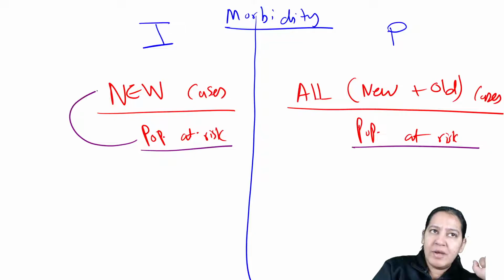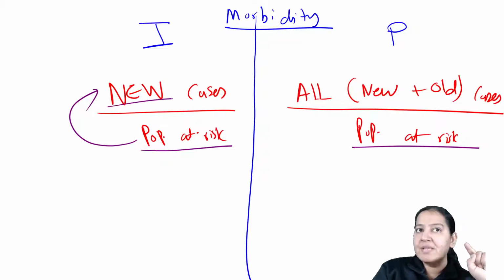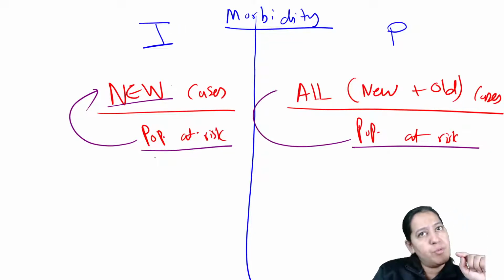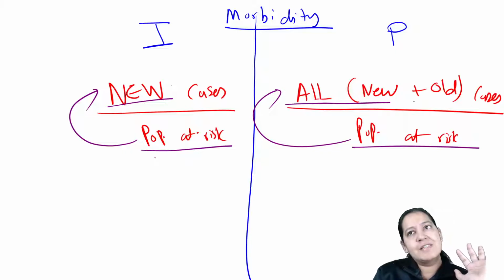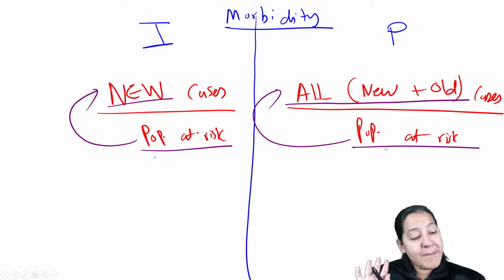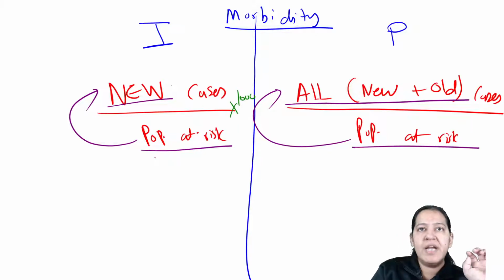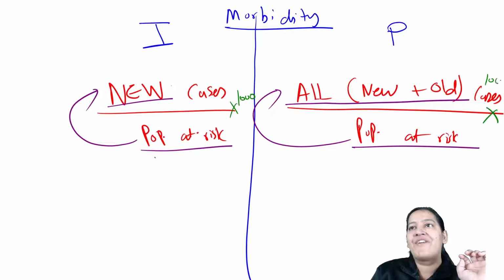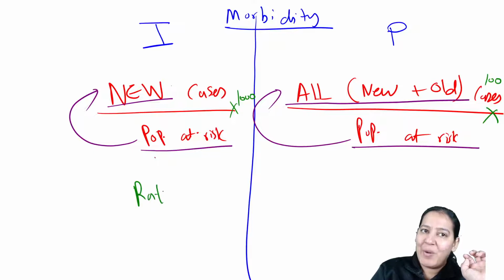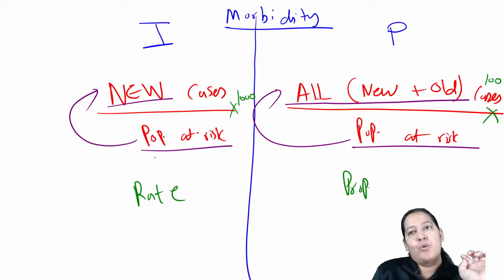So here also the numerator is a part of the denominator. The new cases are from the population only. Here also the numerator is a part of the denominator. All cases, new plus old, are from the population only. But look at the multiplier. Here the multiplier is 1000 and here the multiplier is 100, right? That's why it is a rate. That's why it is a proportion.